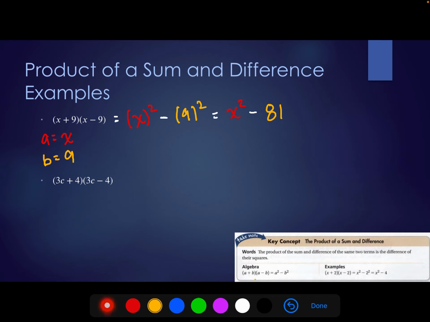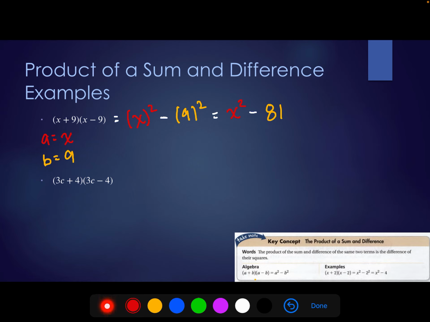Now let's take a look at this sum and difference. We have 3c plus 4 times 3c minus 4. I want you to go ahead, pause the video, try this on your own, identify your a value, your b value, and then apply this a squared minus b squared and see what you get. Then come back, watch the video, see if your answer matches up.